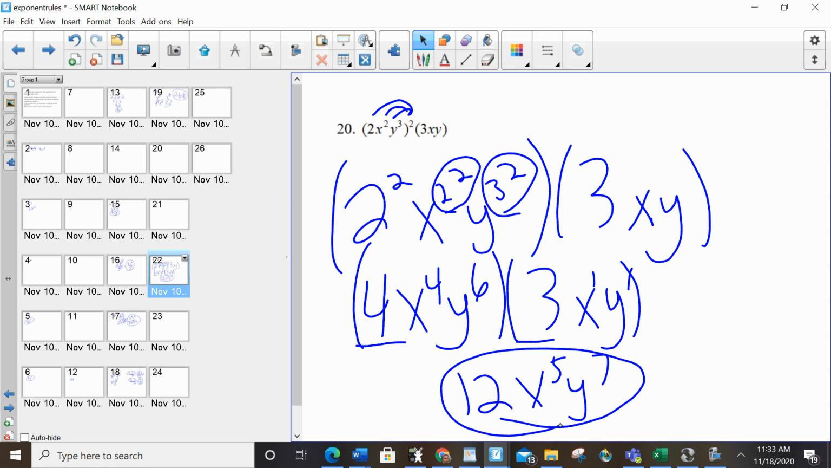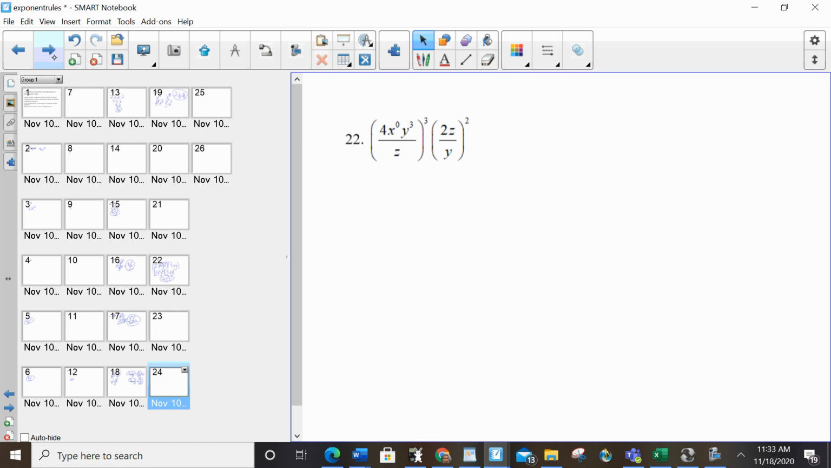Do I want to do one more? No, not really. I think it's just combining everything that we already did. I think you can do it on your own. And just as a little hint, I want you to always get rid of the parentheses first. Whenever you have an exponent outside parentheses, deal with that first.